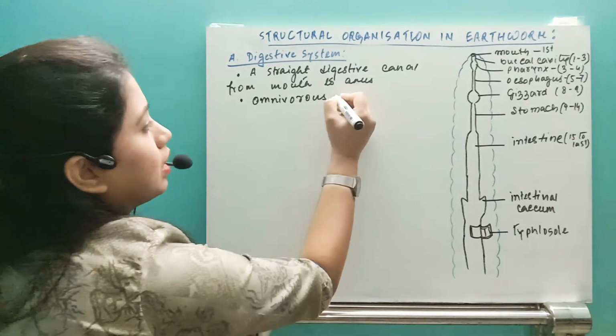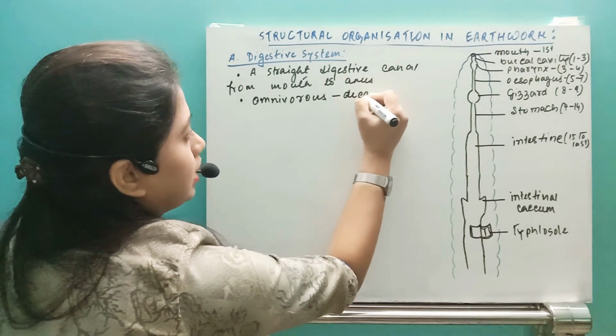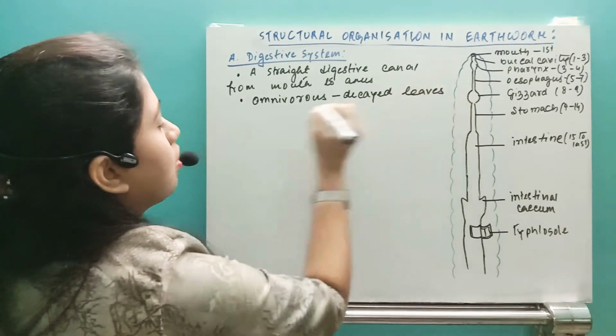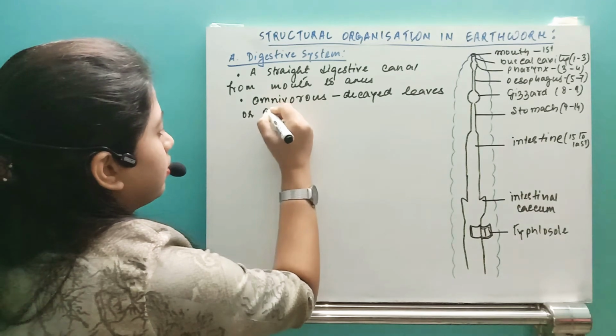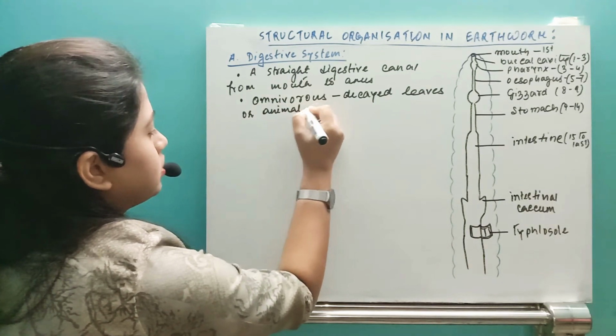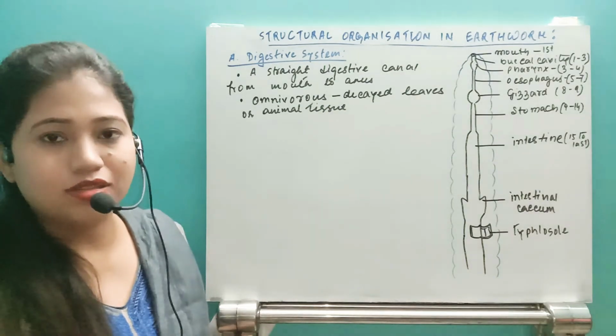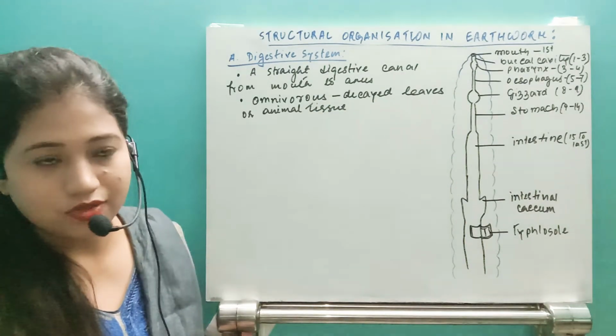So they are omnivorous. Their food contains decayed leaf or animal tissue. So these are omnivorous organisms.